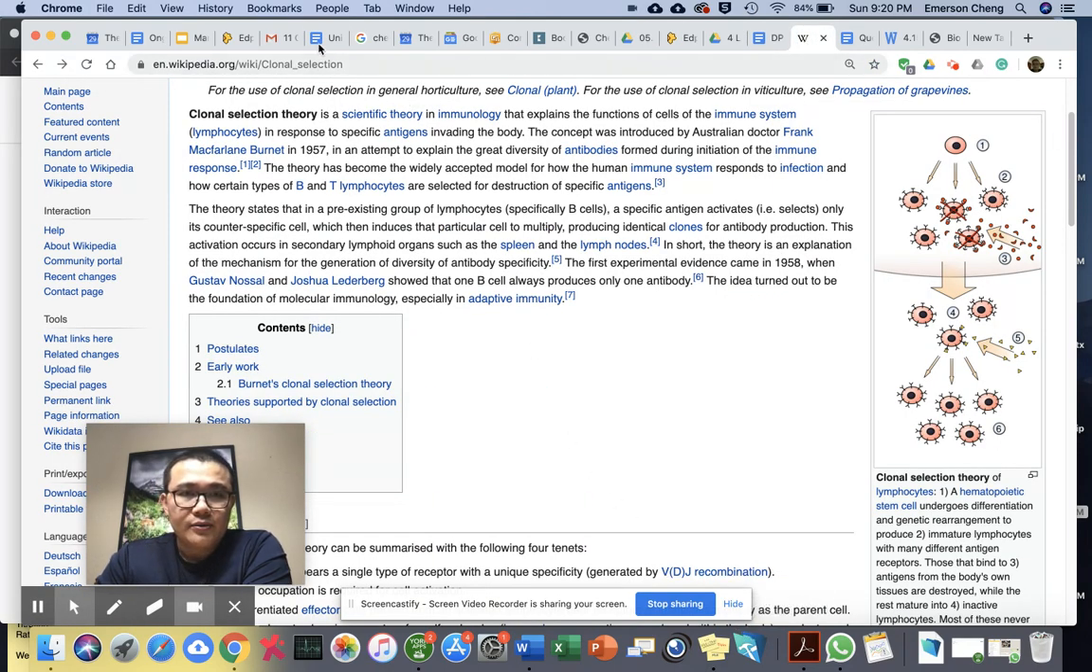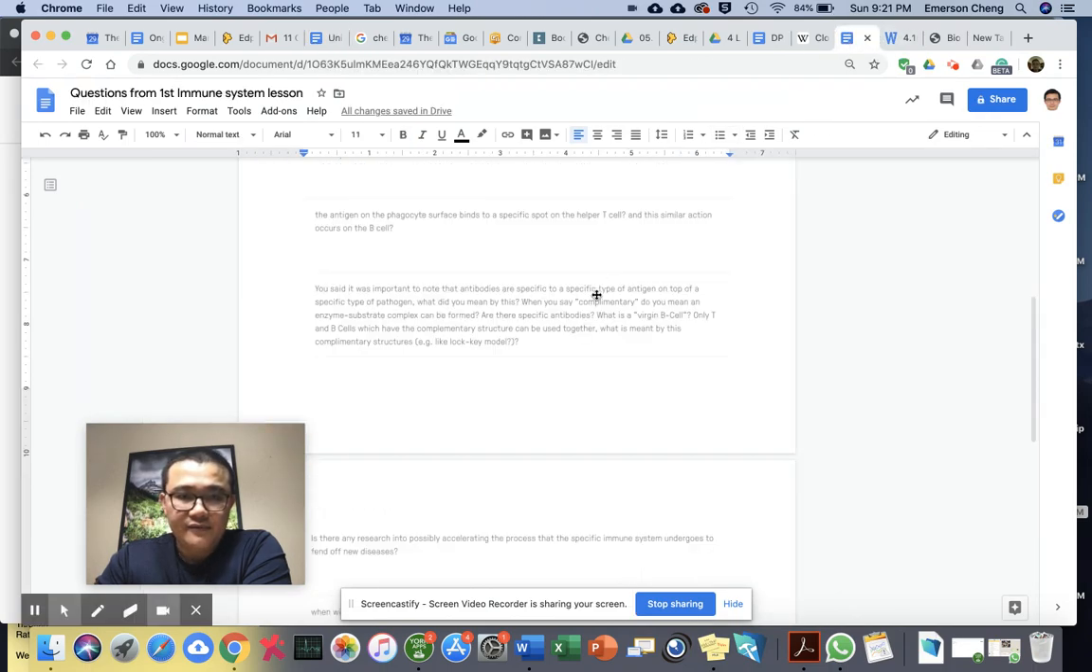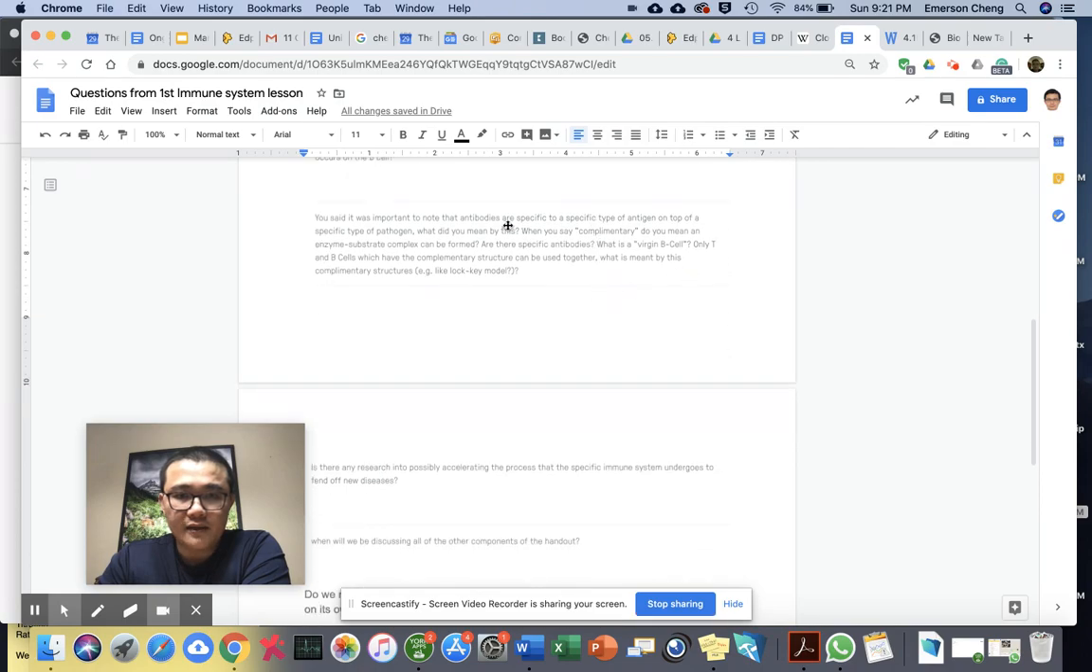All right, so let's go back to that list of questions that people have. Yeah, I think I talked about this already. Only B is complementary. What is this complement? Yeah, it's very much like the lock and key idea.